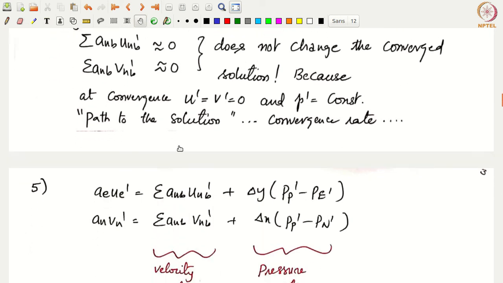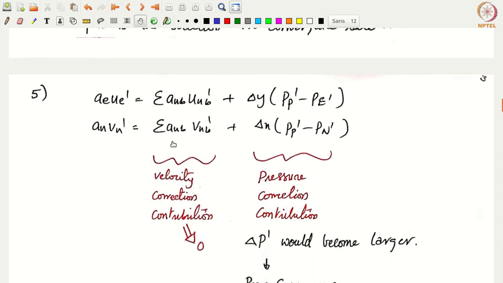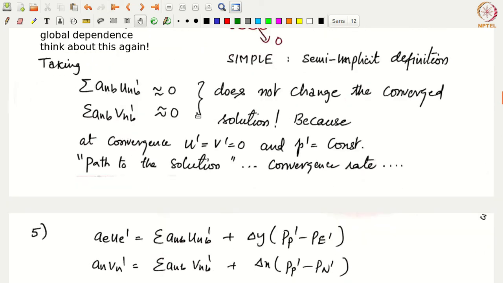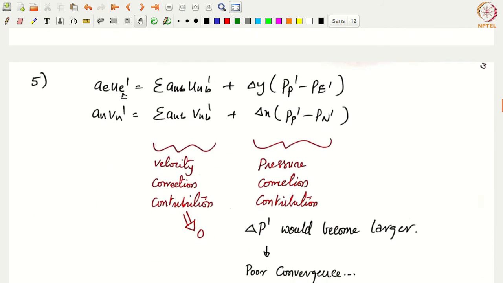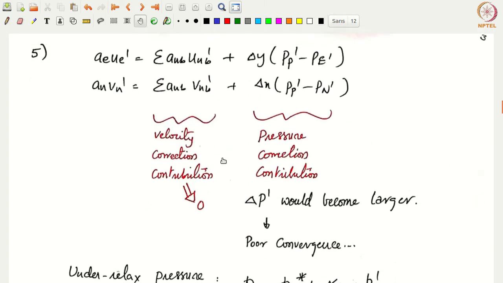All right, then if we continue to look at this, neglecting the neighboring coefficients, your a_e u_e prime has two components. One is the sum of a_nb u_nb prime plus delta y times (P_P prime minus P_E prime). Similarly, a_n v_n prime equals the sum of a_nb v_nb prime plus delta x times (P_P prime minus P_N prime). That means there are two components: the velocity correction here depends on neighboring velocity corrections and on the pressure corrections. So we are taking the neighboring velocity corrections to be 0. That means the velocity correction at a particular face has to be completely done by the pressure corrections alone, because the neighbors do not contribute.